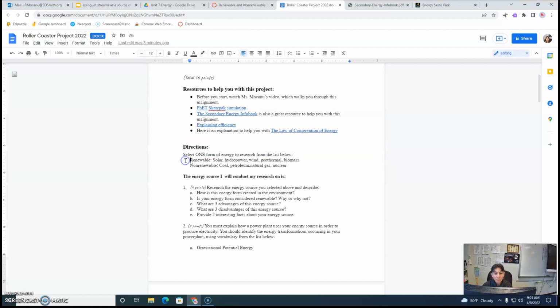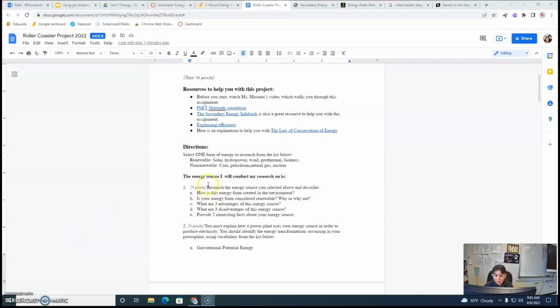You're going to pick yourself one form of energy. It could be a renewable form such as solar, hydropower, wind, geothermal or biomass, or it could be a non-renewable form such as coal, petroleum, natural gas, or nuclear. You're going to pick just one of these, and that's the form of energy that you will assume powers your roller coaster up to the top of that first hill.